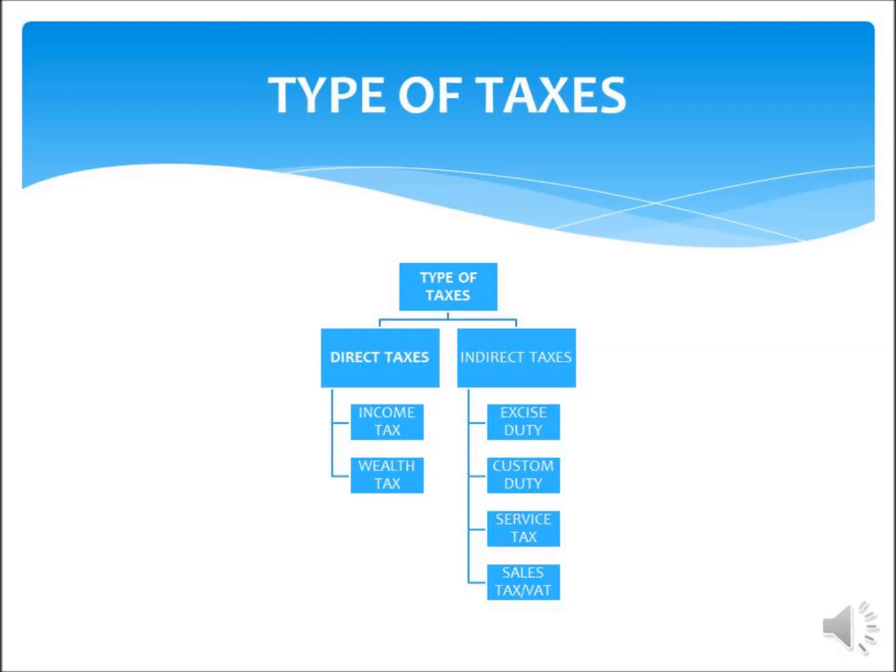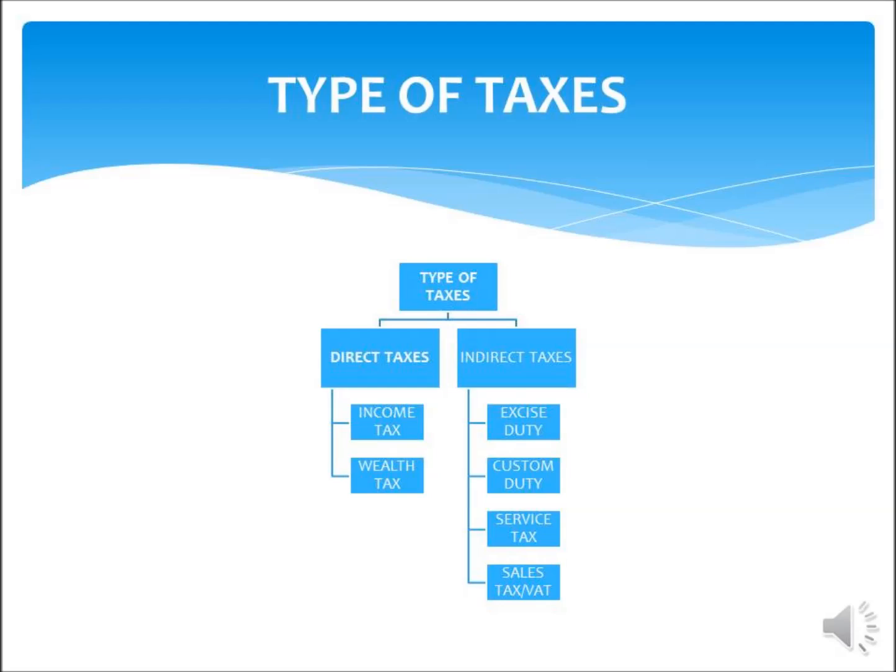Now we come to the types of taxes in detail. In the previous slide, we discussed the two major types of taxes, that is direct taxes and indirect taxes. These are the major subdivisions in the types of taxes. Now we'll further study the subdivisions of these major divisions. In direct taxes, there are mainly two types of taxes, that is income tax and wealth tax.